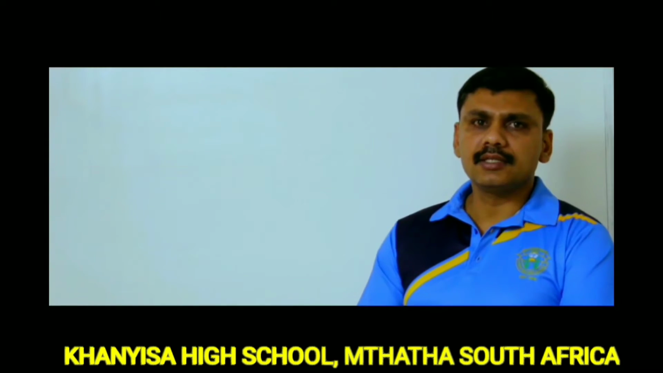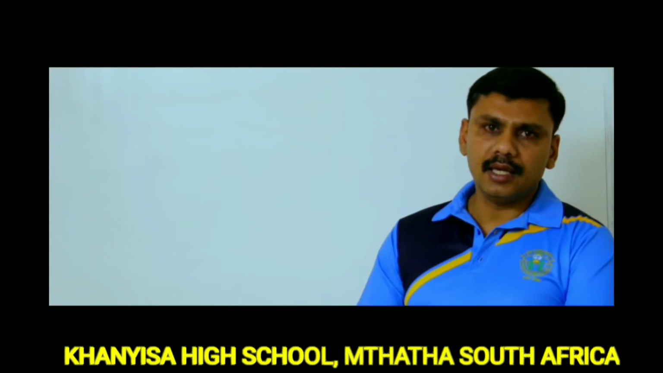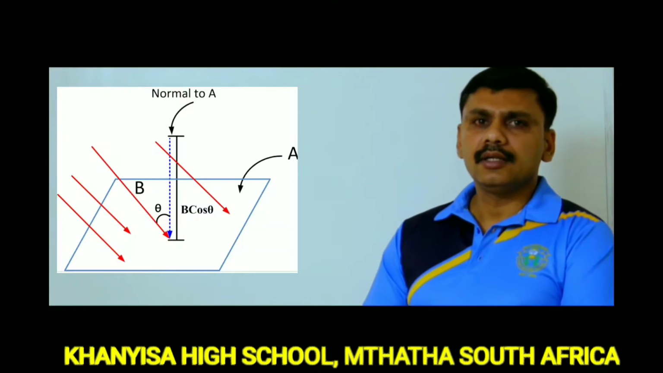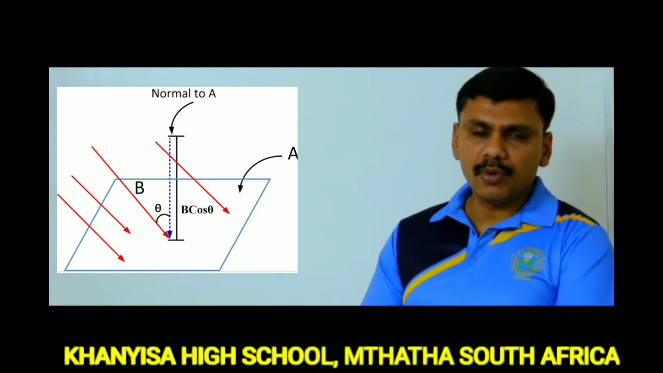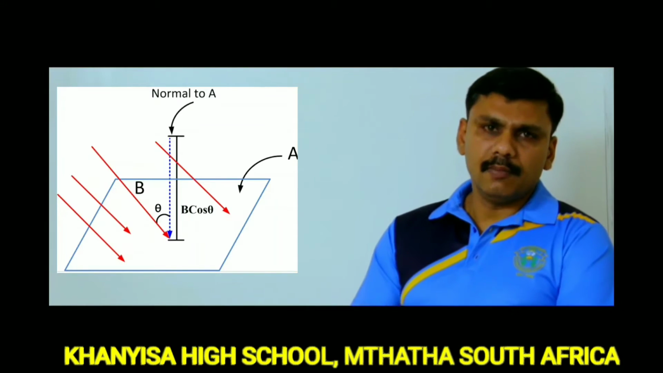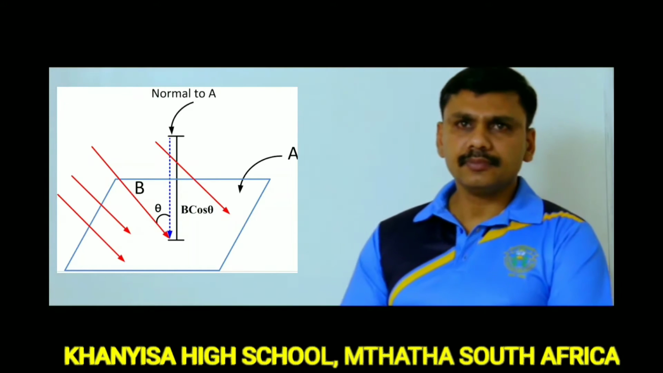So magnetic flux is measured by the product of BA cos theta. B is the magnetic field. A is the area of the loop or a coil. Theta is the angle between the magnetic field and the normal of the coil.